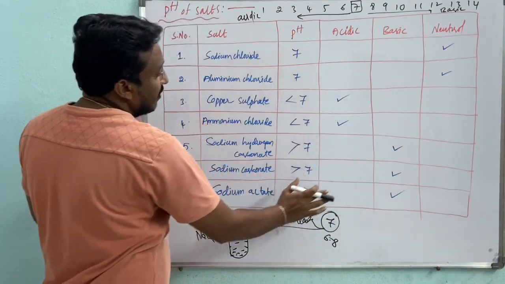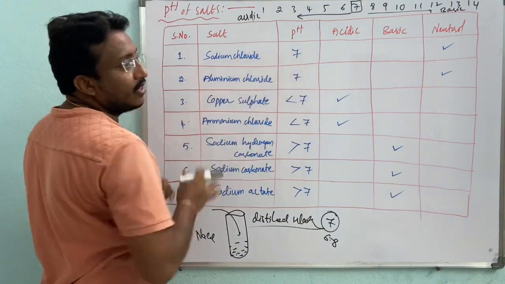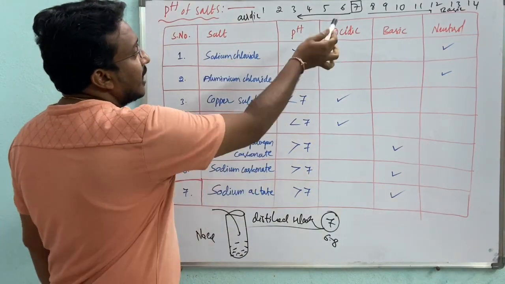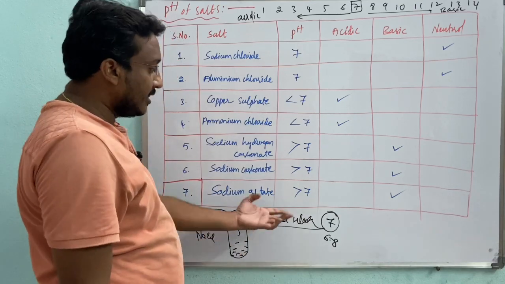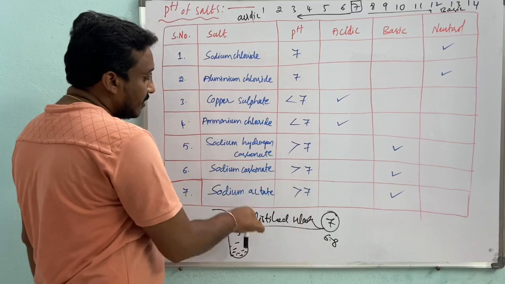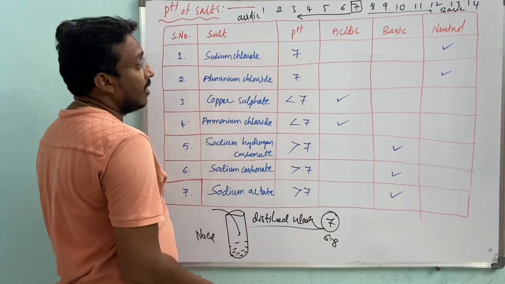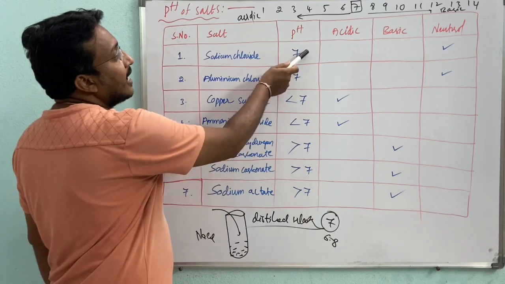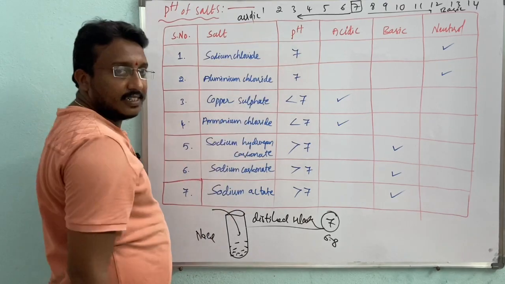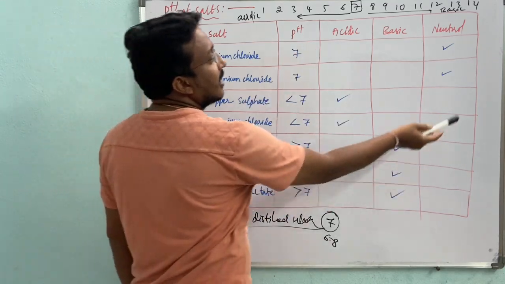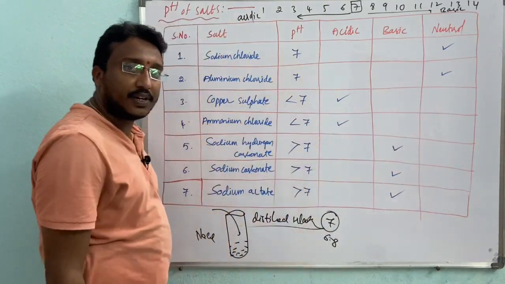The observation is given in the table. When sodium chloride was tested with distilled water, after doing this activity, I measured the pH of sodium chloride with the help of the pH indicator, and it gave exactly 7. That means the given substance is neutral.